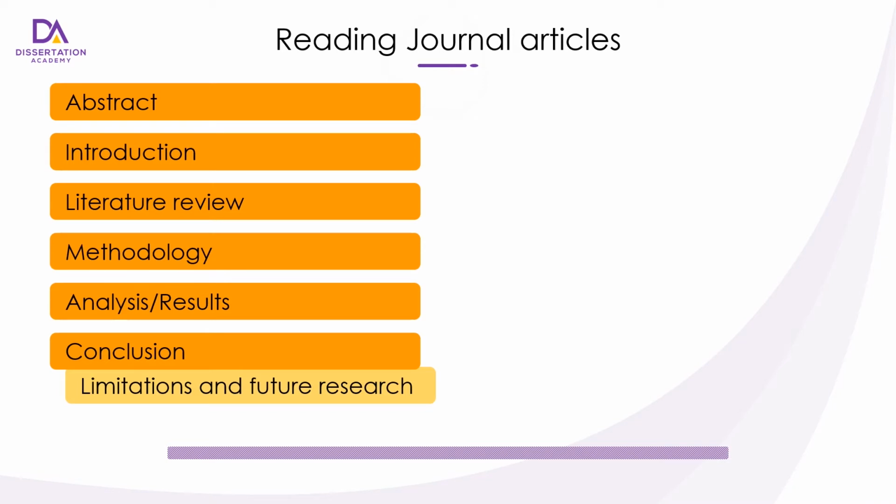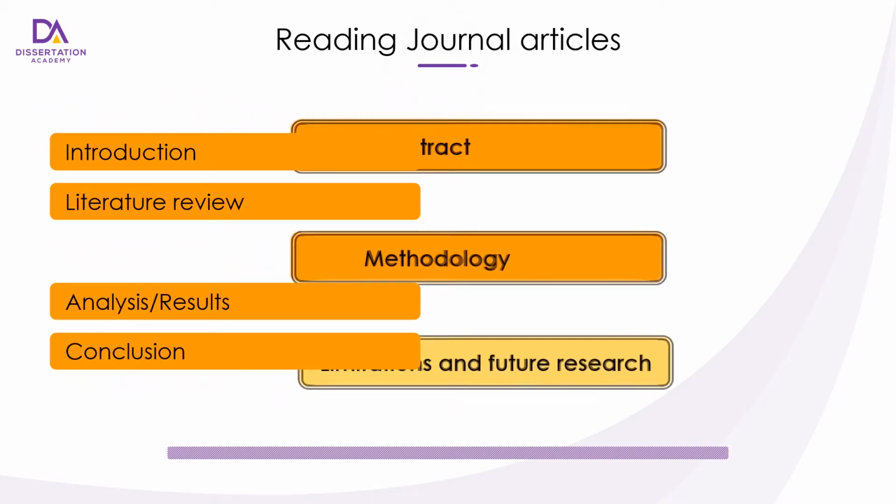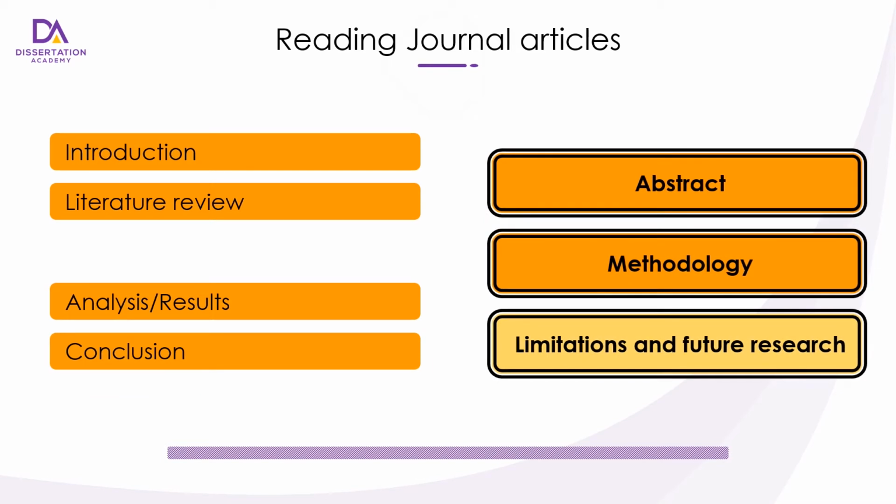Ask yourself, what are the best parts to look at if you are looking for inspiration for your dissertation topic? While inspiration can come from any of the sections in a journal article, I think that the abstract, methodology, and the limitations and further research sections are the most likely to provide you with good ideas for your dissertation.